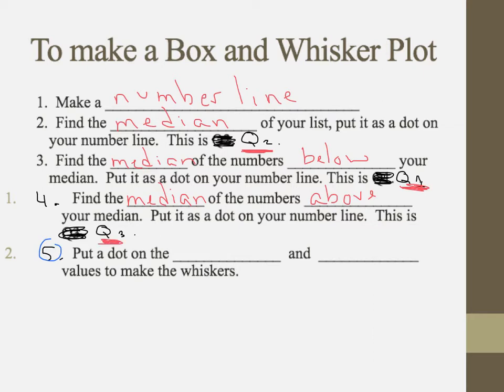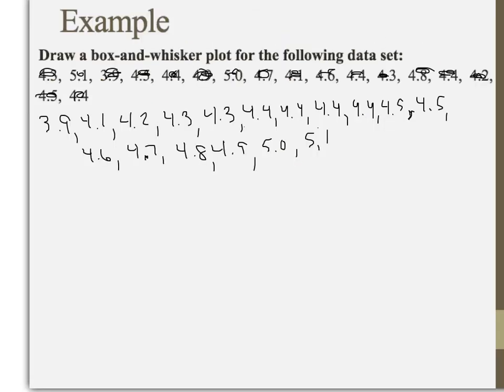And then step 5, like I said, you need to write this whole step down. Put a dot on the smallest and on the largest values of your data to make the whiskers. Pause the video to fill in the blanks.